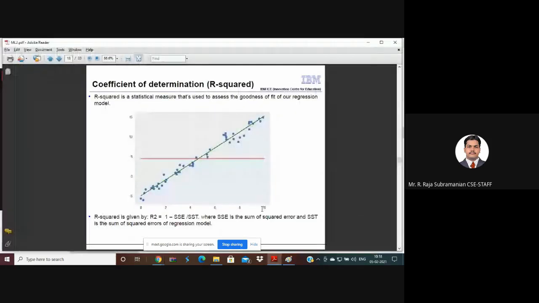Yes, but in the PPT there is only one slide for coefficient of determination. So only I was actually using the whiteboards and all.